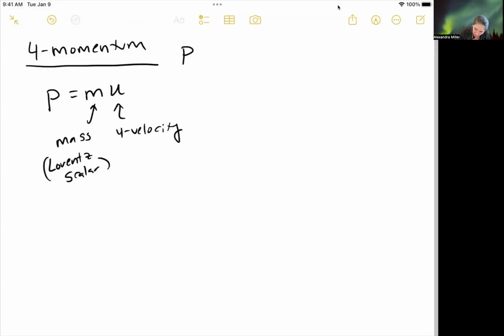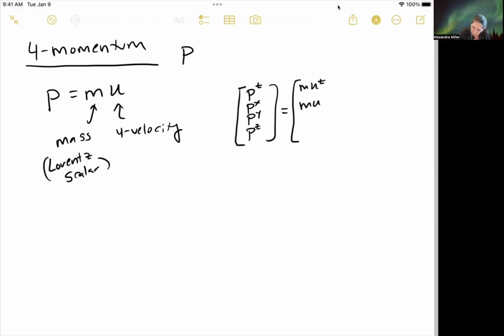If you like, we can write this out by component, where we have some time component and three spatial components. And these again are just m times the time component, m ux, m uy, and m uz. So this is going to be our four momentum. We're going to have different names for different components of this four momentum. So the first is a little easier.